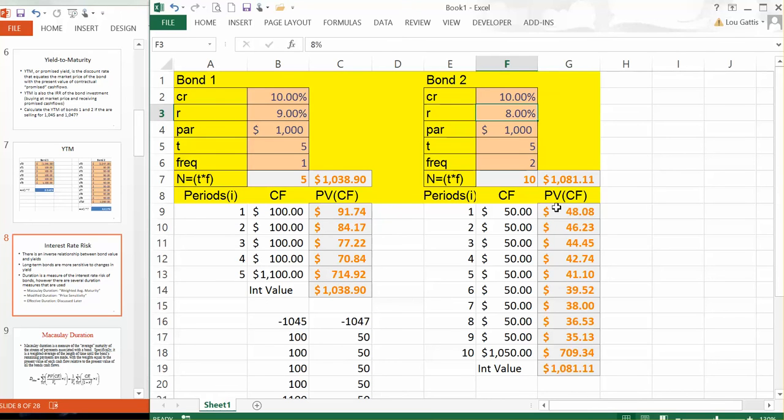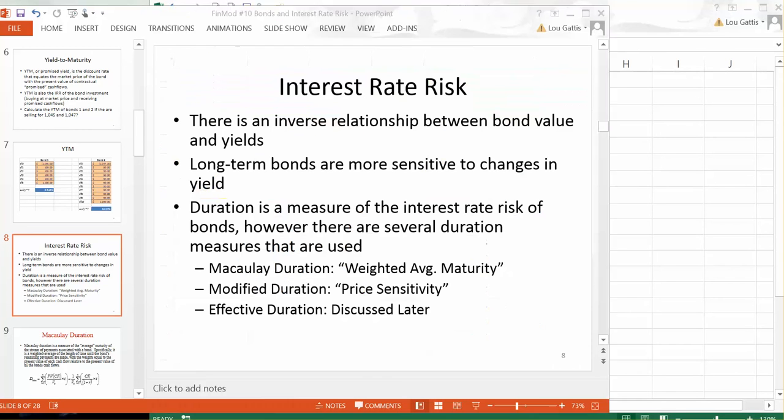So that's the basic relationship between yields and prices. There's an inverse relationship between yields and prices. If we'd like to get a measure of the riskiness of a bond, we can see how much the bond values change as the yield changes. And how we're going to measure that is something called duration. Specifically, we're going to calculate something called Macaulay and modified duration.